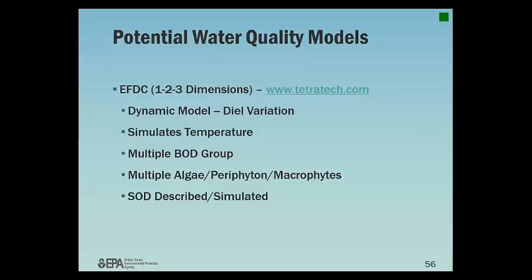The next water quality model is EFDC. It's an integrated hydrodynamic and water quality model that can be applied in 1, 2, or 3 dimensions. It includes diel variations of temperature and dissolved oxygen. It simulates temperature. It can do multiple BOD groups, and include the impacts of respiration and production of dissolved oxygen from algae, periphyton, and macrophytes. The user can either describe a sediment oxygen demand or it could be simulated using a sediment diagenesis model.